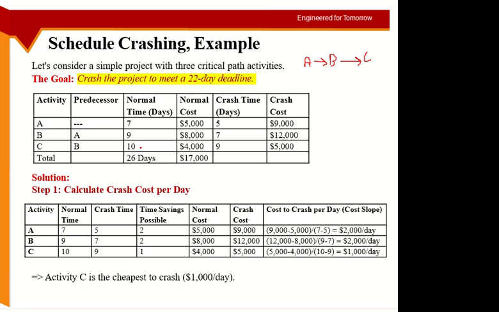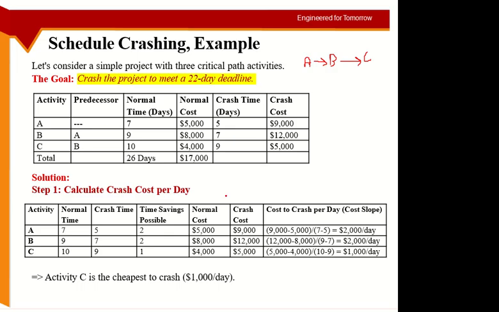So how do I do that? For example, activity A, crash cost minus normal cost divided by crash time minus normal time. Oh, sorry, normal time minus crash time, to avoid the negative sign, to avoid having a negative dollar. Nobody wants negative money, right?